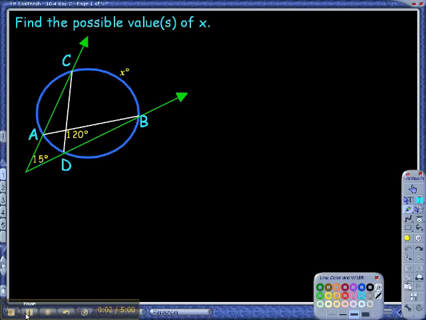Alright guys, we're continuing section 10.4 today. I know that there was no new vocabulary, no new theorems, just some more practice to make sure we're good. In this first one, notice they give us one angle measure that's outside of the circle and one angle measure that's inside of the circle.